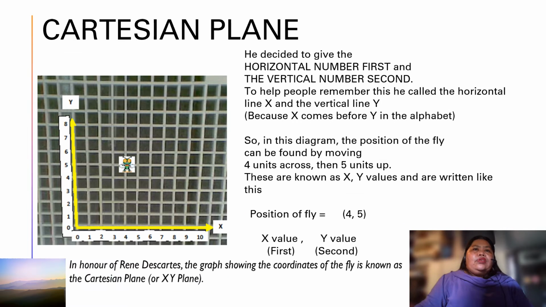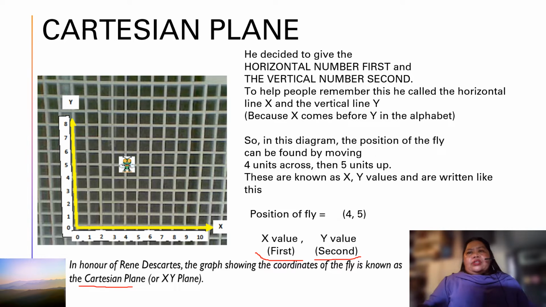Next, he decided to give the horizontal number first and the vertical number second. So to help people remember this, he called the horizontal x and the vertical y. Okay, so that's it. This is how we do it. Now, in honor of René Descartes, the grid showing the coordinates of the fly is known as the Cartesian plane. So always remember the first value is the x and the second value is the y.